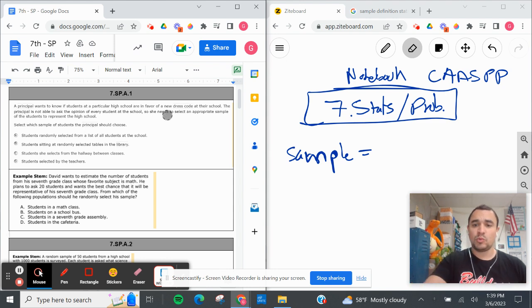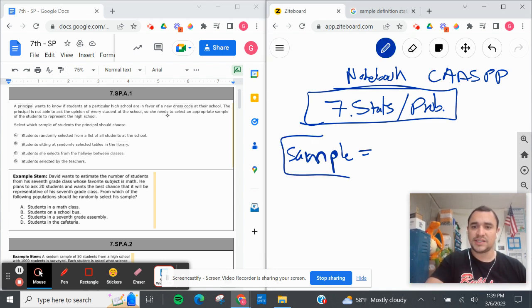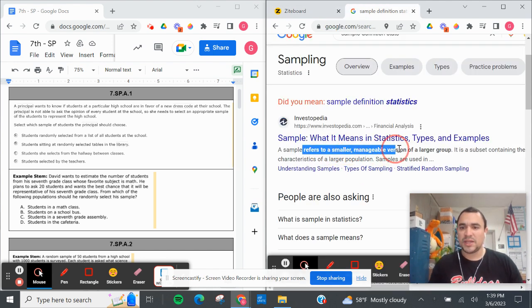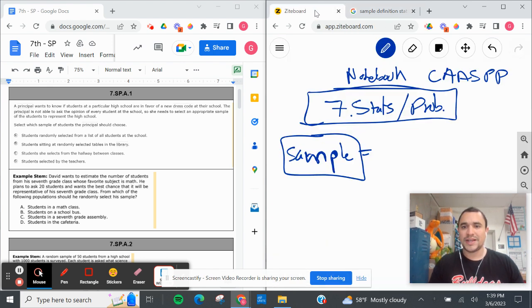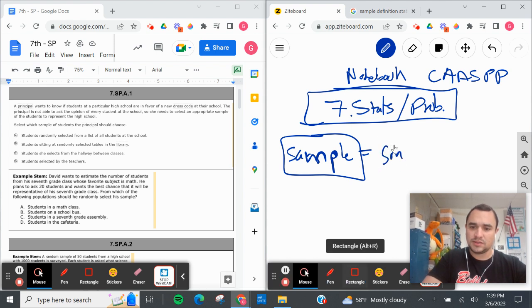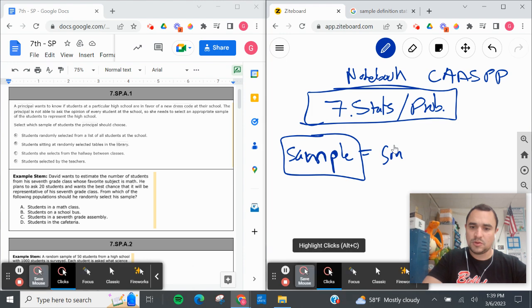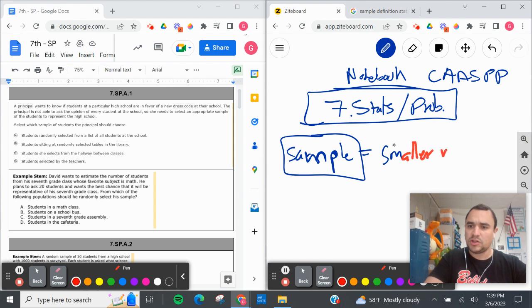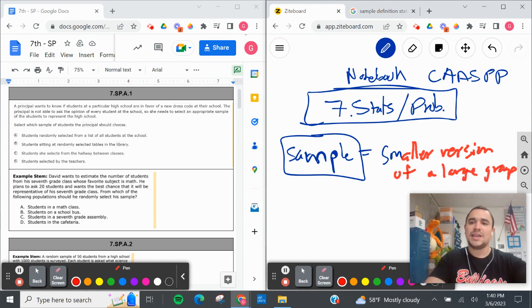The first thing is we want to make sure on a notebook that we get the sample definition. Our sample definition is a smaller, manageable version of a larger group. So that's what a sample refers to. A smaller version of a large group. And it should be an accurate depiction. So it should be accurate.